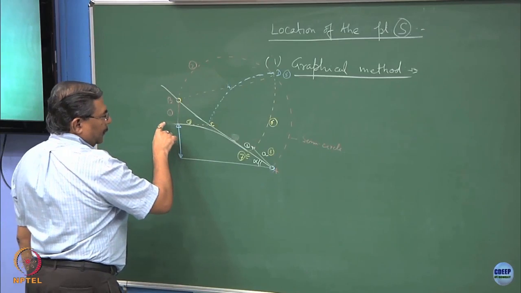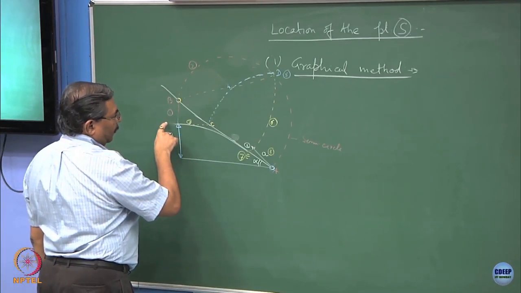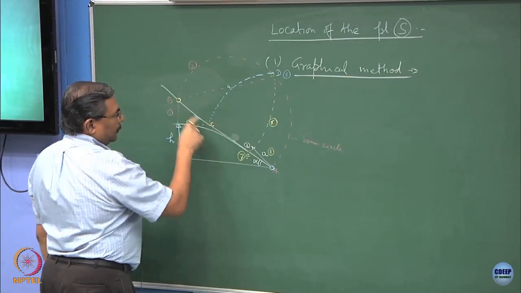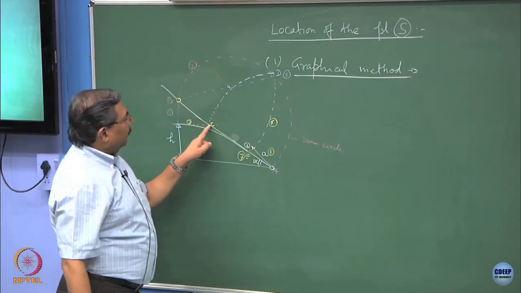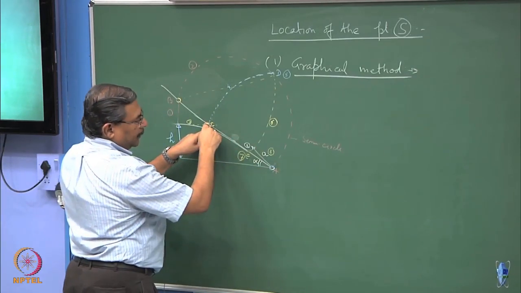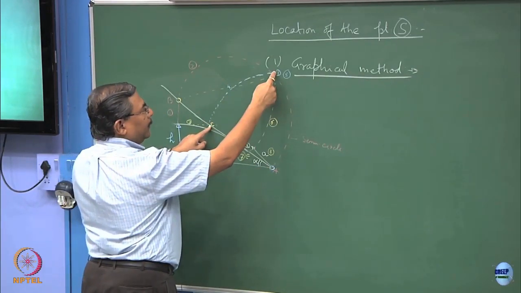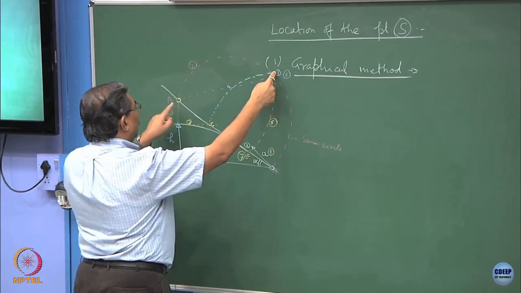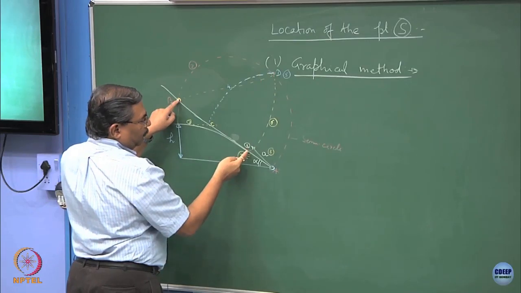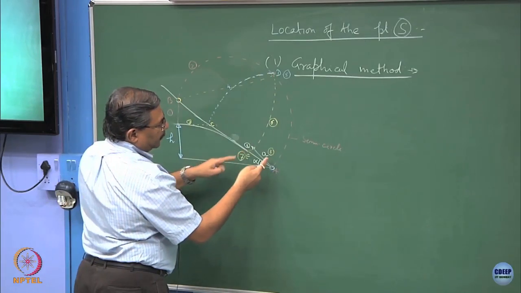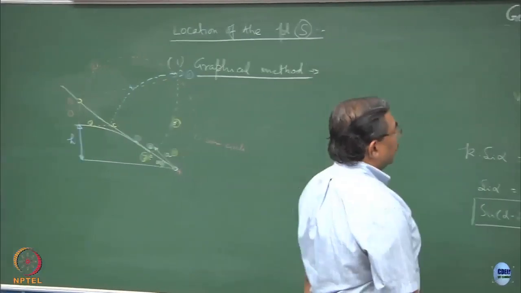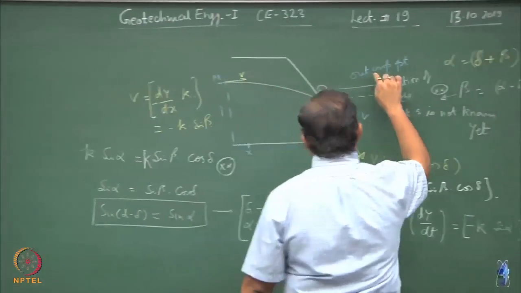Extend the tangent drawn to the top phreatic line, wherever it cuts the inclined surface, point C. Take A as the center, AC as the radius, get point D. B as the center, DB as the radius, get point E. AE corresponds to A. And A is the location of the outcrop point.